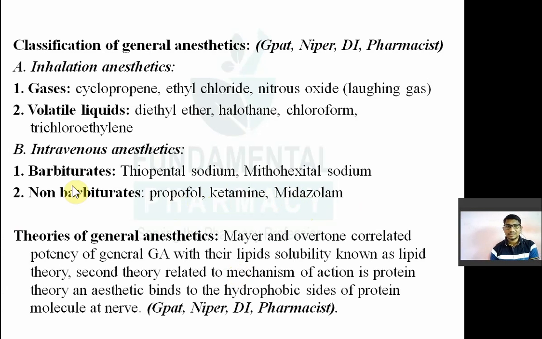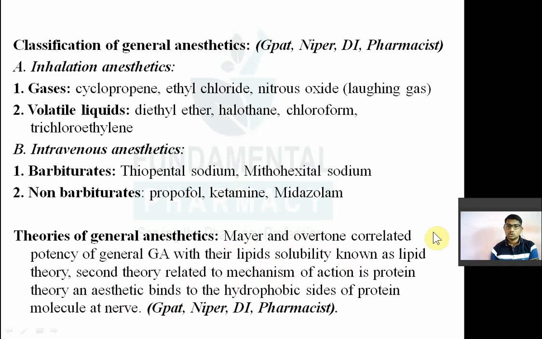Then there are certain theories related to general anesthetics, how they act. So there are two types of theories proposed to show the mechanism of action of your general anesthetics. First one is the Meyer and Overton theory. Remember, Meyer and Overton theory. So these two scientists correlated the potency of general anesthetic drug with its lipid solubility. That means more is the lipid solubility of drug, more will be the potency of drug.